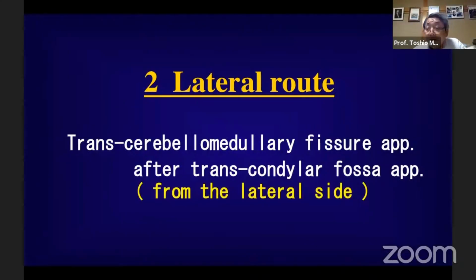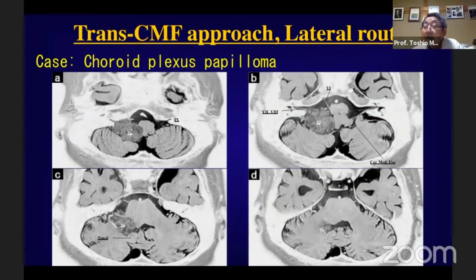Next, the lateral route. The lateral route means the transcerebellomedullary fissure approach from the lateral side after the lateral foramen magnum approach. This is a case of choroid plexus papilloma originating from the right lateral recess. The tumor was located in the right cerebellomedullary cistern and right cerebellomedullary fissure, mainly in the lateral recess. It was removed through the lateral route of transcerebellomedullary fissure approach, combined with the transcondylar fossa approach.